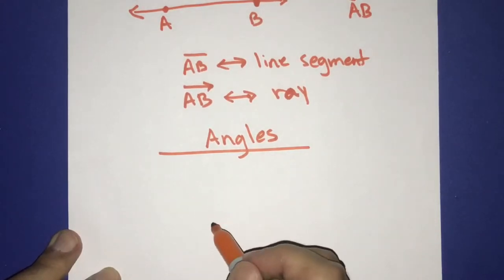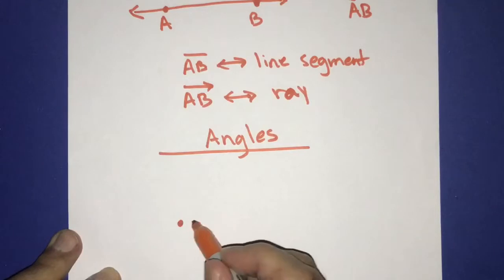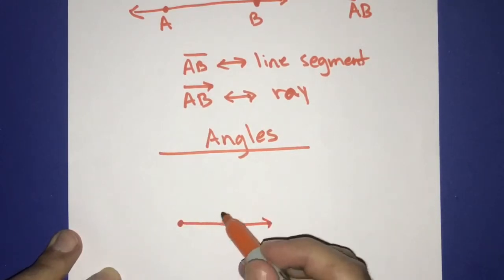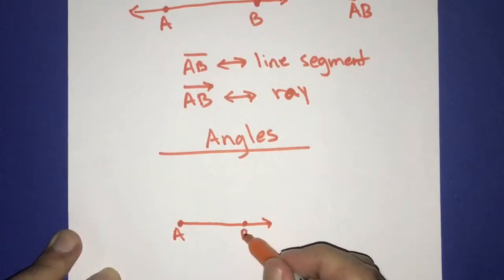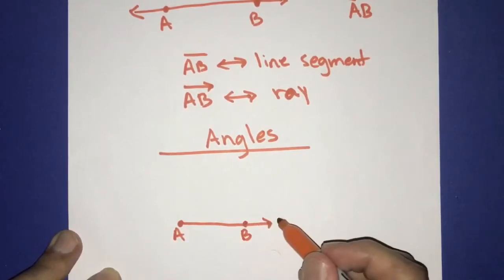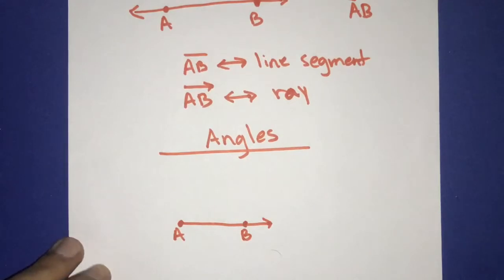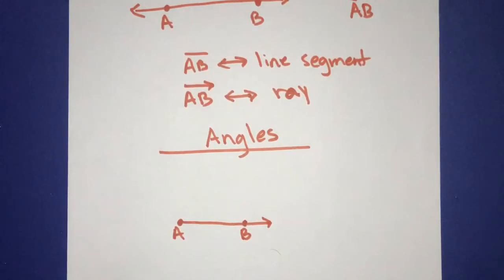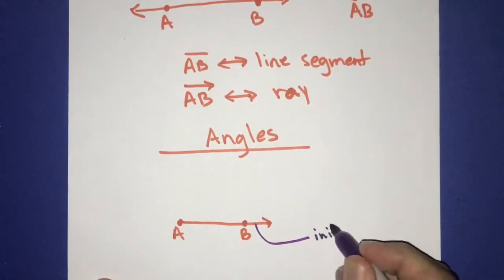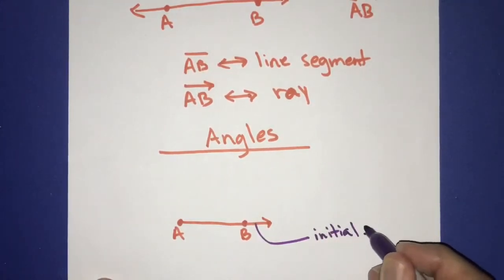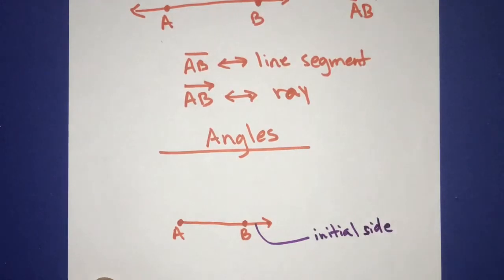Okay, so let's go ahead and draw a ray. Okay, so we drew what we had before. We had this ray AB. Okay, so this is the initial side. Let me go ahead and put this in a different color. Okay, so we got this right here is our initial side. It's going to be the initial side of our angle.